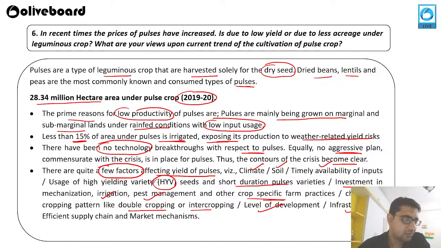We have created infrastructure mainly for the cereal crops properly, but for the pulses we are importing pulses from outside. We are not developing that much of pulses so that our nation can feed on that. We are importing the pulses from other countries. Okay, and we don't even have a proper, efficient supply chain market mechanism.